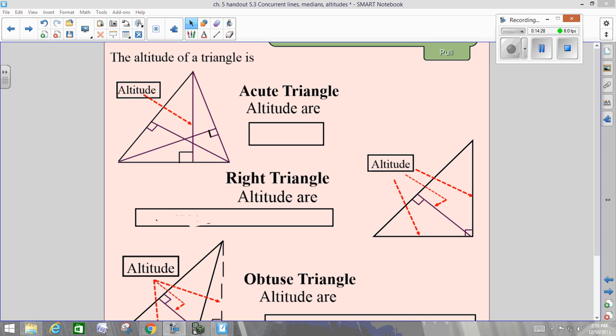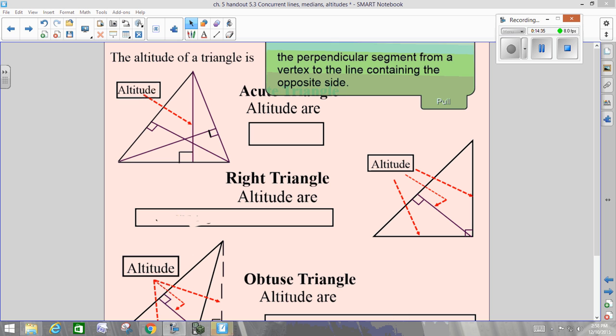These are the last little words, and then we're going to apply all this stuff here. So the last vocab word is the altitude of a triangle, which is the perpendicular segment from the vertex to the opposite side. Altitude. Perpendicular segment from the vertex to the opposite side. Both medians and altitudes have to start at a vertex.